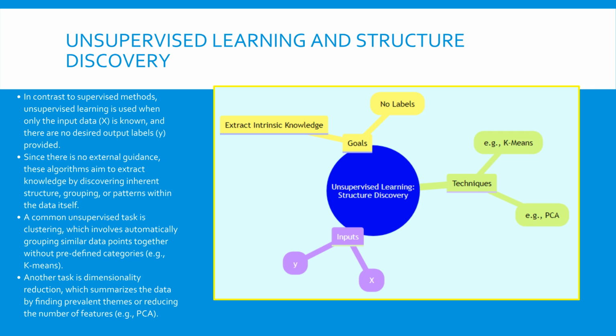This mind map highlights the purpose and nature of unsupervised learning. The central aim is structure discovery, intended to extract intrinsic knowledge and find hidden patterns because there are no labels available. To achieve this, we rely on core techniques like clustering, such as k-means, which groups similar data points, and dimensionality reduction, such as PCA, which simplifies the data's complexity. Since the input consists only of samples x with no target outputs y, the model defines its own categories, making it a powerful tool for exploratory data analysis.